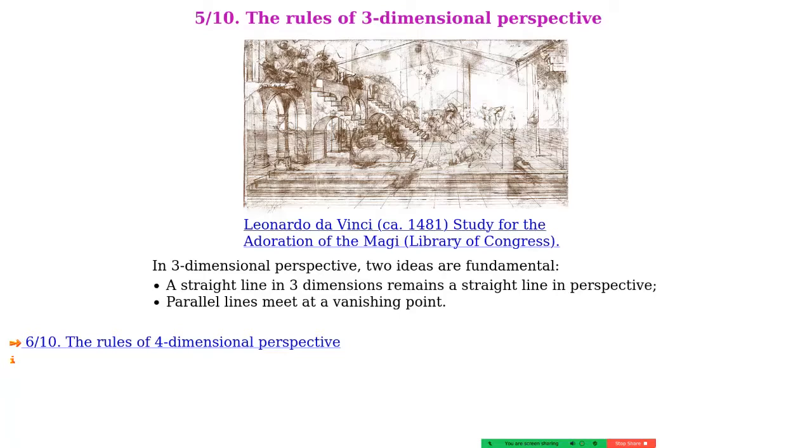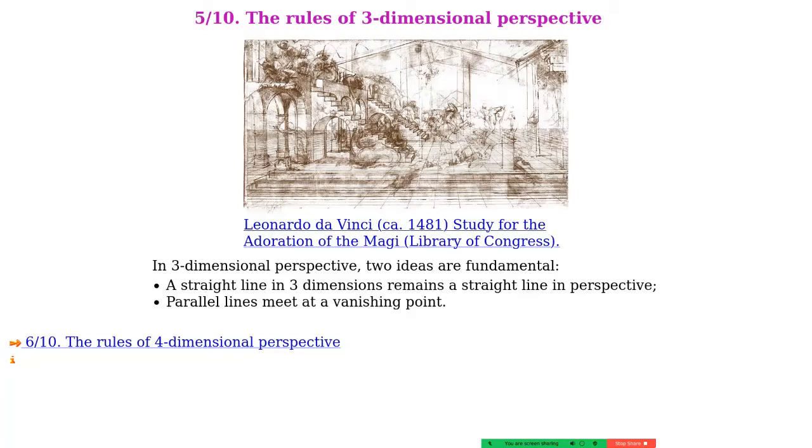Let me talk about the rules of four-dimensional perspective. As an entry, I'll remind you of the rules of three-dimensional perspective, which began to be understood in the 15th century. This is a sketch by Leonardo da Vinci as an apprentice in Florence around 1481. This is a study for his picture of the Adoration of the Magi.